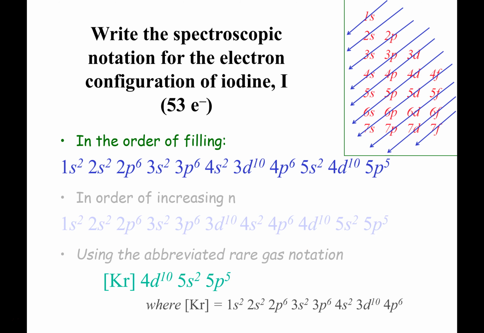So beyond krypton, and usually I probably wouldn't write it like this. Mine usually is Kr, and then I probably would put 5s2, 4d10, and 5p5. Same diff. They say the same thing, but I'm kind of favorable to the order of adding electrons, so it says the same thing.